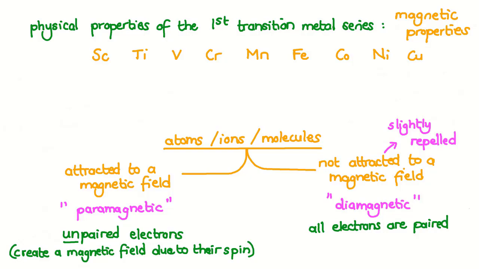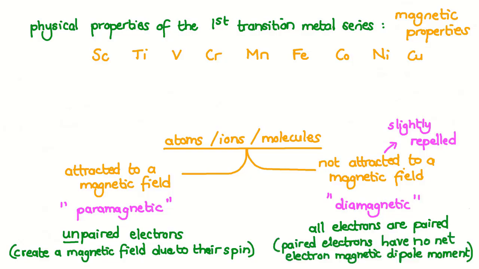Diamagnetic atoms or particles have no unpaired electrons. All their electrons are paired. Electrons pair with opposite spins. So in a pair of electrons, each electron will negate the effect of the spin of the other electron. In other words, a pair of electrons has no net electron-magnetic dipole moment, and so no magnetic field is created by a pair of electrons with opposite spins. This is why particles whose electrons are all paired are not attracted to a magnetic field, but are rather just slightly repelled. Let's look at an example.